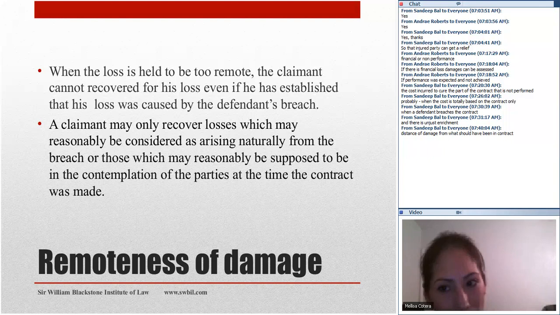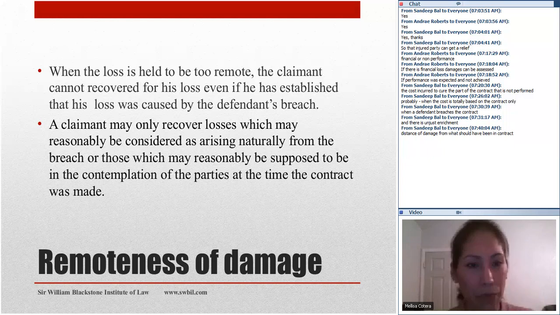A claimant may only recover losses which may reasonably be considered as arising naturally from the breach, or those which may reasonably be supposed to be in the contemplation of the parties at the time the contract was made, okay? So this is very important. A claimant may only recover losses which may reasonably be considered as arising naturally from the breach, or those which may reasonably be supposed to be in the contemplation of the parties at the time the contract was made.